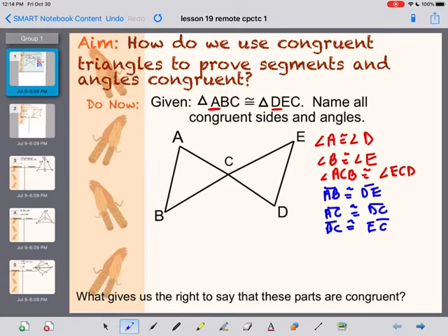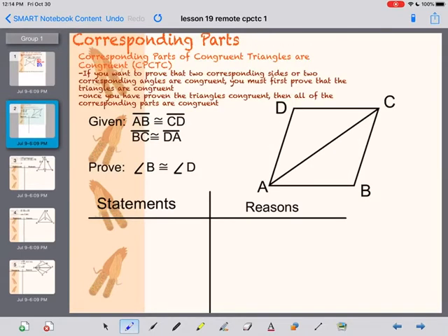Now we have a theorem that allows us to say that all these parts are congruent because the triangles are congruent. This is called CPCTC, which stands for corresponding parts of congruent triangles are congruent. So when you use it in a proof, you can just use those 5 letters, kind of like we use ASA or SAS. You would use CPCTC if you wanted to prove that corresponding parts of congruent triangles are congruent.